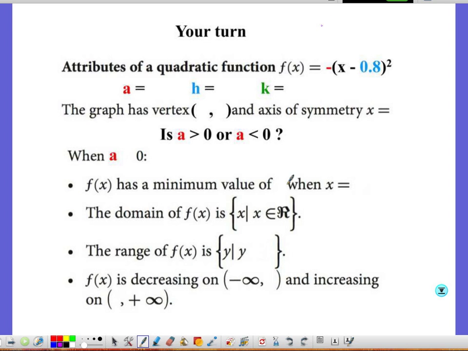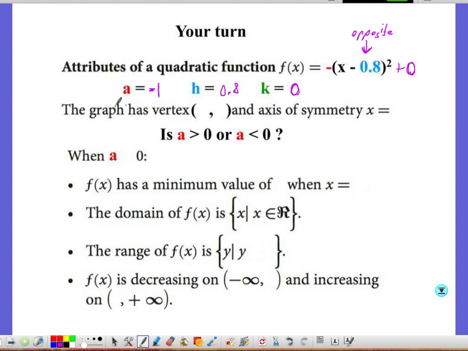Let's look at one more example. This one is a little bit tricky. Notice a, all we see is a negative. Well, that's basically a negative 1. H, we're always taking the opposite. So if we have a negative 0.8, our h, the opposite of that, is going to be a positive 0.8. And what about k? K goes all the way at the last, but we don't see anything. So if you don't see anything there, it's going to be 0.